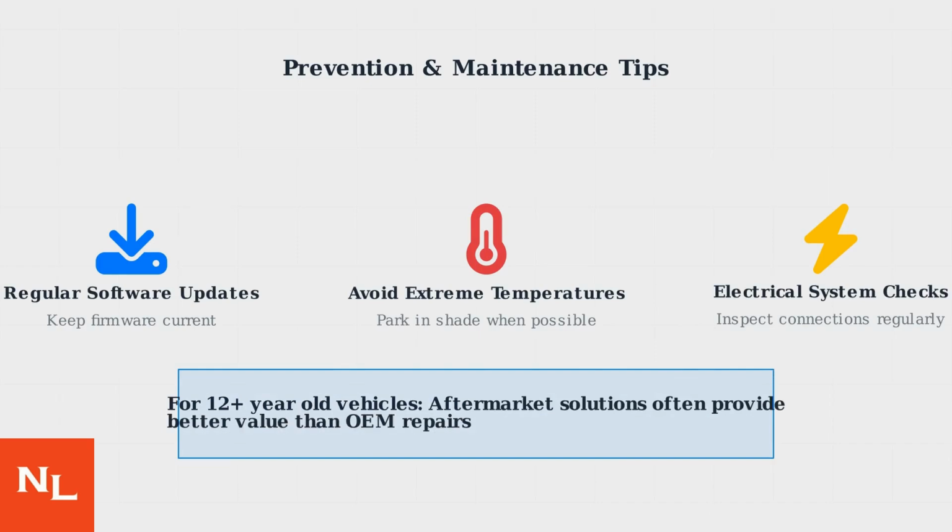Prevention is key to avoiding future infotainment problems. Regular software updates, avoiding extreme temperatures, and periodic electrical system checks can significantly extend your system's lifespan.